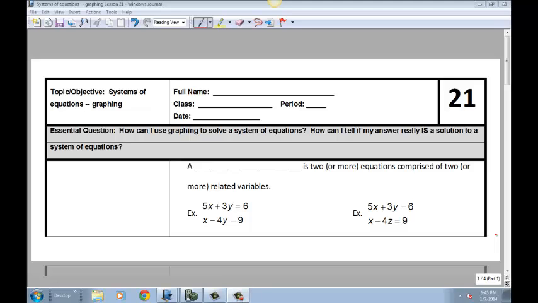Hey everybody, we're going to do systems of equations today. Today we're going to solve them by graphing. Your EQ today: how can I use graphing to solve a system of equations, and how can I tell if the answer I get really is the solution to that system?